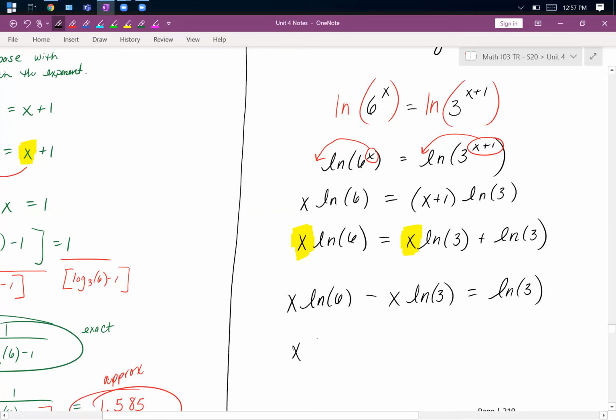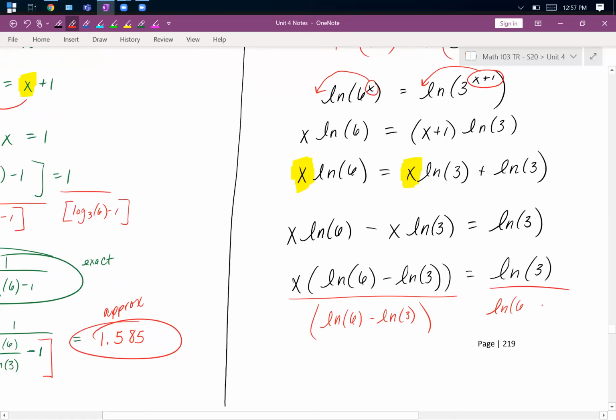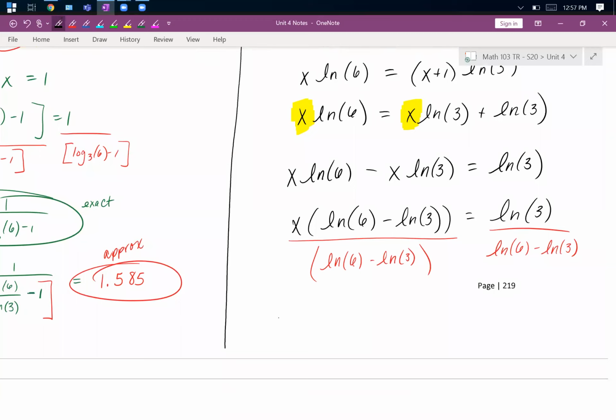Factoring out the x on the left side, we get x times the natural log of 6 minus the natural log of 3 equal to the natural log of 3. And lastly, we're ready to divide both sides by the natural log of 6 minus the natural log of 3. We get an exact answer of x equals natural log of 3 divided by natural log of 6 minus natural log of 3.